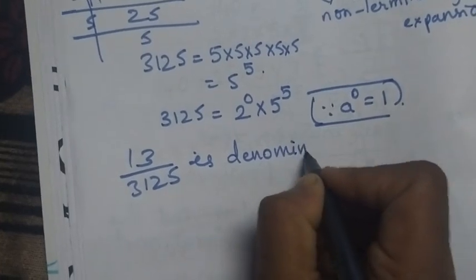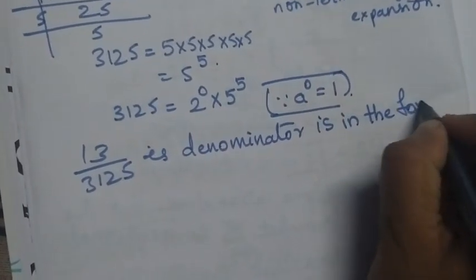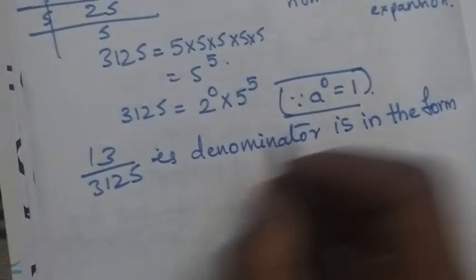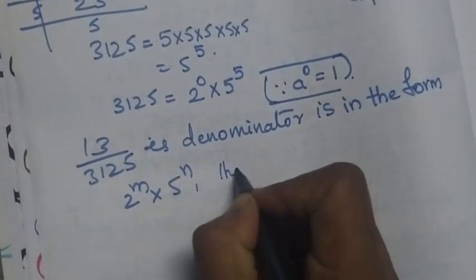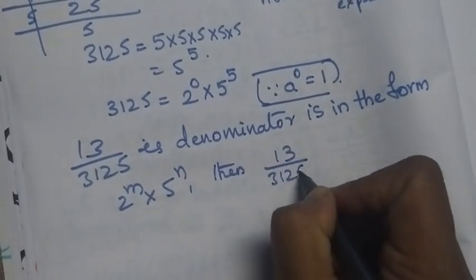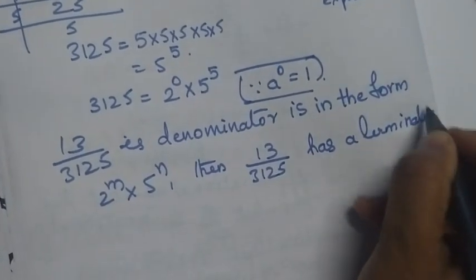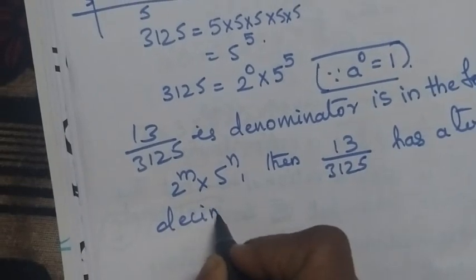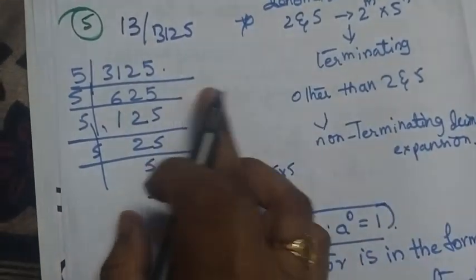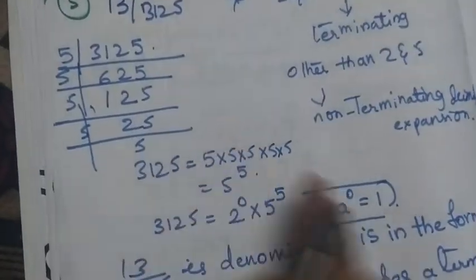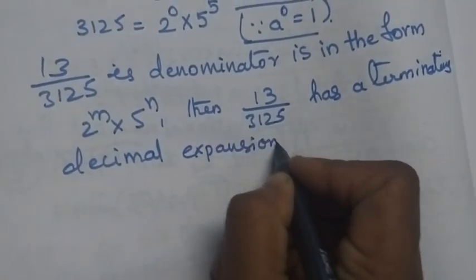Denominator is in the form of 2 power m and 5 power n. We have to write this step, children, so that your checking invigilator can clearly understand what you have written in the conclusion. Then 13 by 3125 has a terminating decimal expansion. Like this we have to write the conclusion, children. A very important point we have to note in the solution. If we forget this, we can't get full marks in your exams.